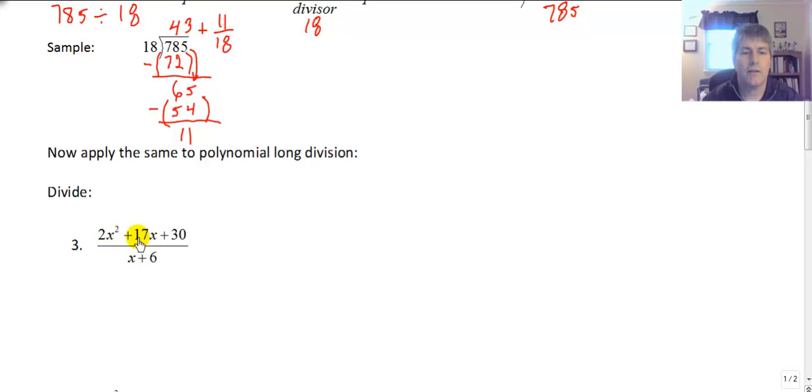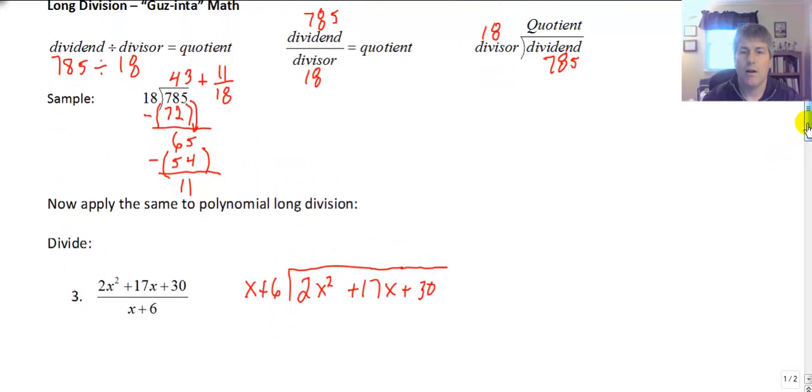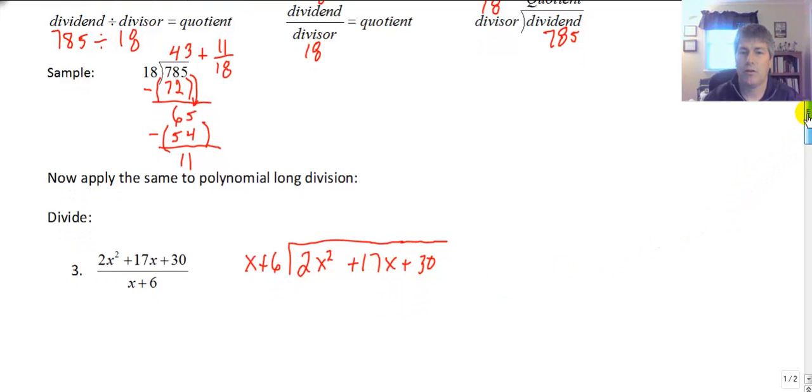We want to divide 2x squared plus 17x plus 30 by x plus 6. So let's rewrite this. x plus 6, 2x squared plus 17x plus 30. So our divisor is x plus 6. Our dividend is 2x squared plus 17x plus 30.